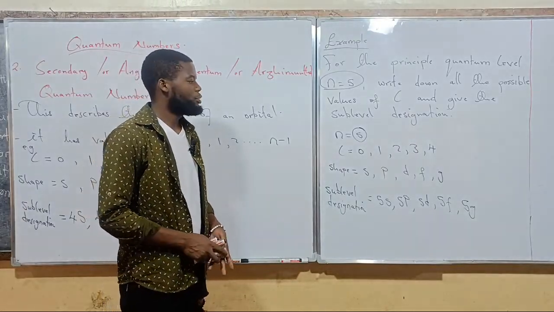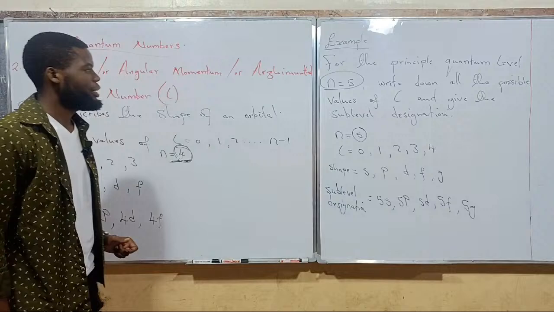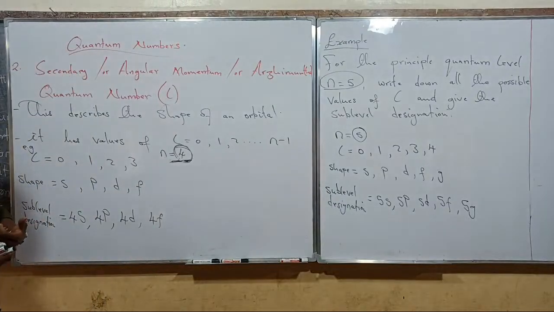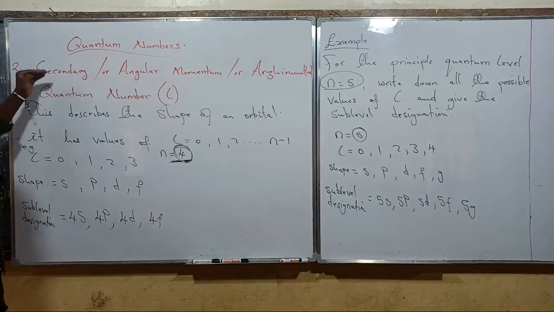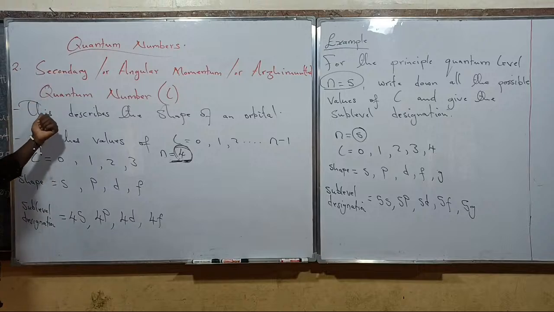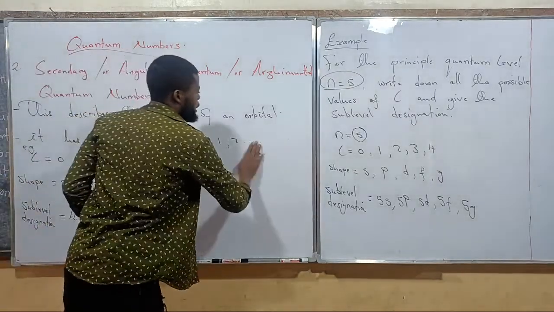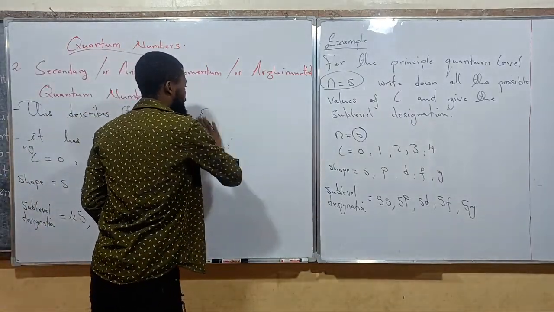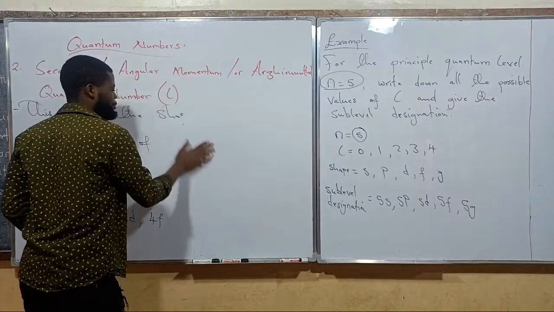Okay, so this is just a classic example of how the principal quantum number and also the angular momentum quantum number work hand in hand. Okay, so let's move on to the third quantum number, which is the magnetic quantum number.